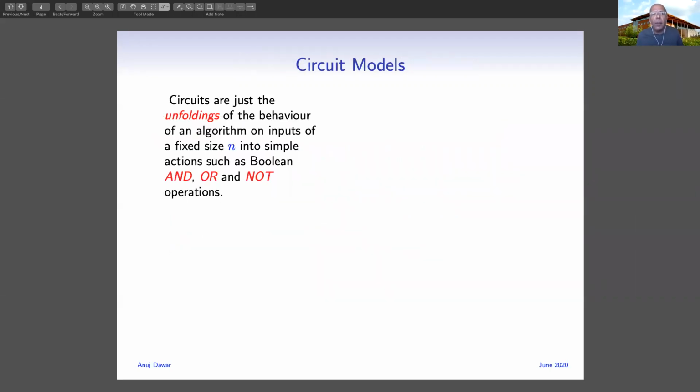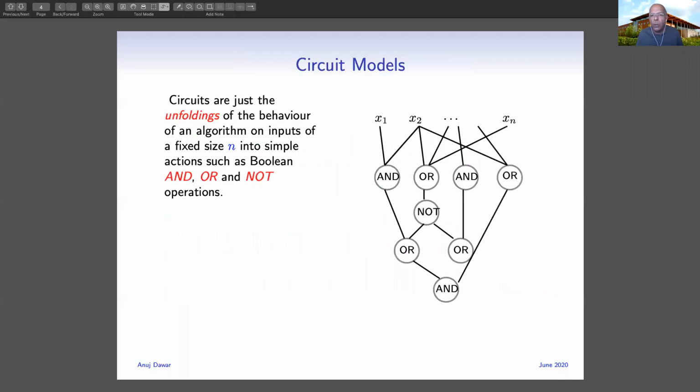So intuitively speaking, a circuit is just the unfolding of the behavior of an algorithm. You fix the input size to be some number n, and then you break the algorithm down into simple steps: and, or, not. So, a circuit looks something like this. Each of these, does this work? Yes, okay. Each of these input variables takes a value 0 or 1. We apply a certain sequence of functions, and then we have an output over here, which is a single bit, which tells us whether the particular string of zeros and ones is in the language or not, okay?